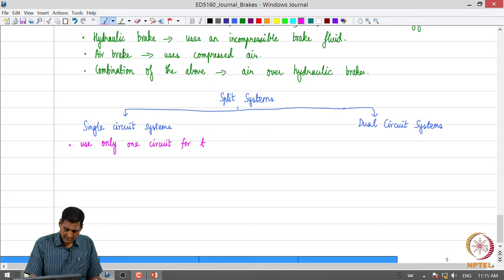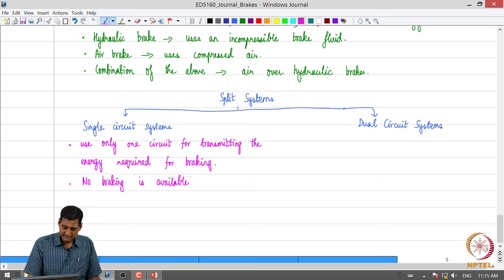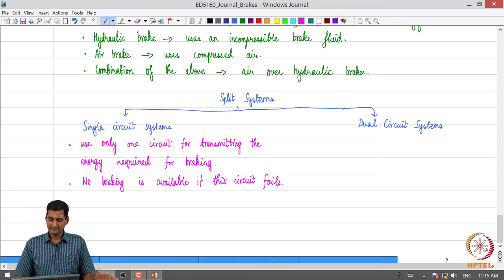So we use only one circuit for transmitting the energy required for braking. And obviously, if there is any failure or fault in this circuit, that is going to be very detrimental. So no friction braking would be available if the circuit fails, obviously. So that is a limitation of a single circuit system.